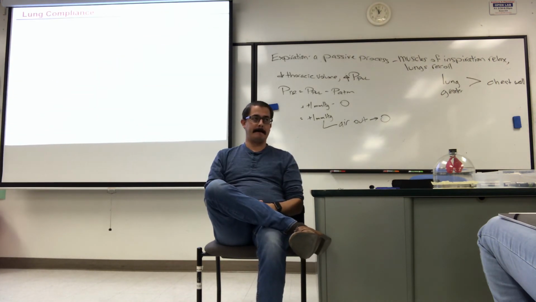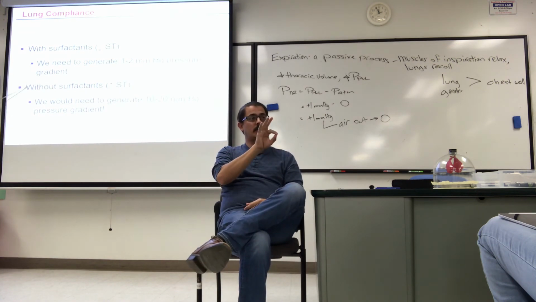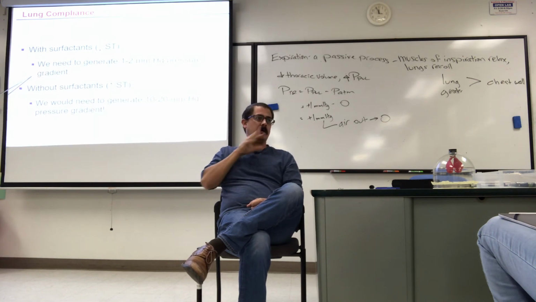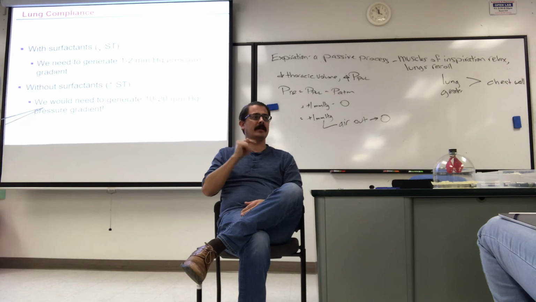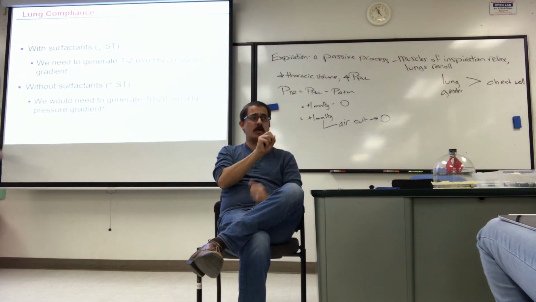So breathing's easy if you have surfactants. The surfactants mean you only have to generate just 1 or 2 millimeters of mercury gradient to get air to flow. Easy breathing, you don't even feel it. But if breathing is labored without surfactants, you would have to generate 10 times the pressure gradient.